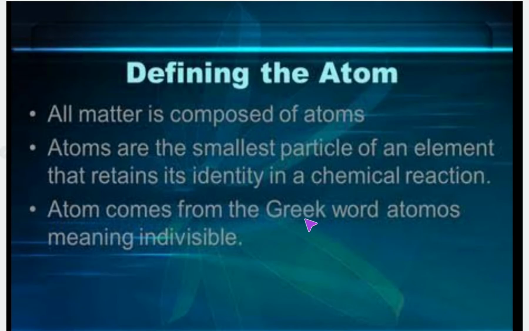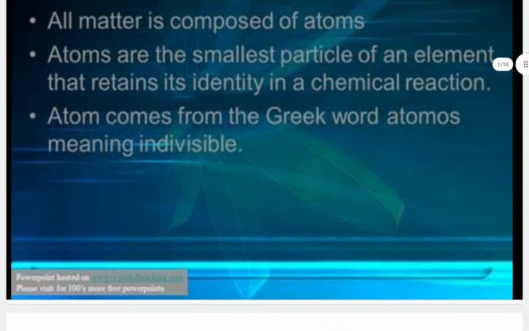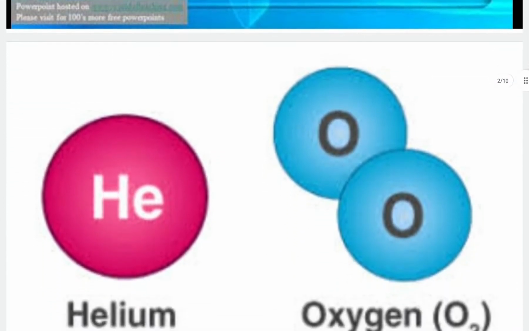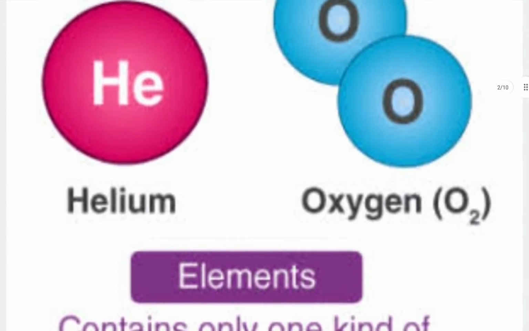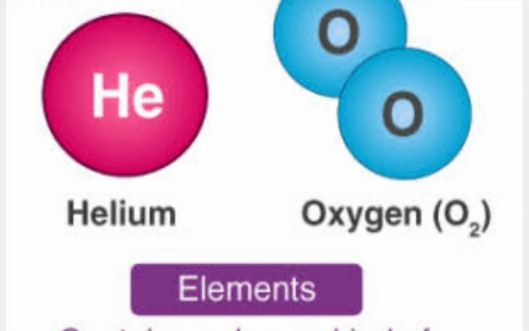So atom comes from the Greek word atomos, which means what? Indivisible. That is, it just cannot be divided further. That is the meaning of atomos. So atoms are the smallest particle of an element, and that retain its identity in a chemical reaction. Okay, so we have discussed what is an atom. Next, we are going to discuss about element.